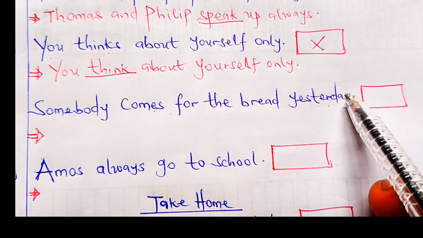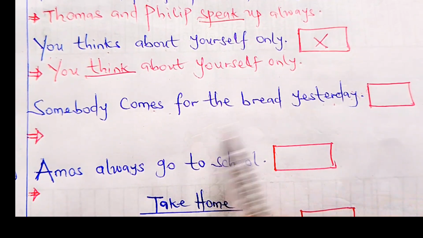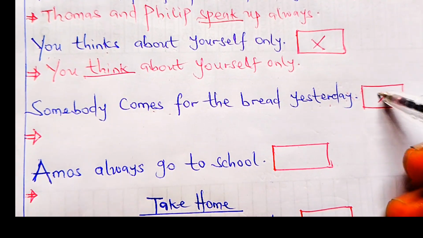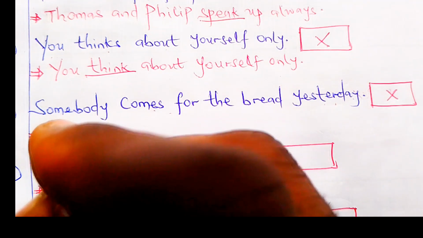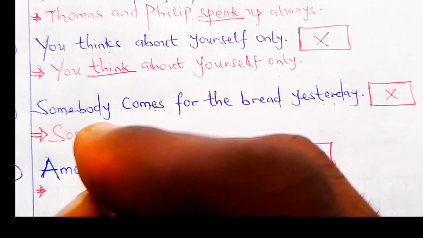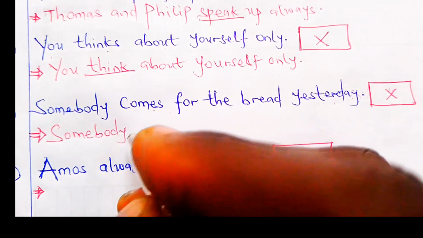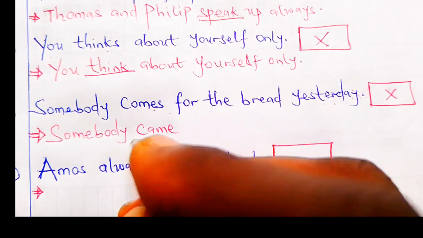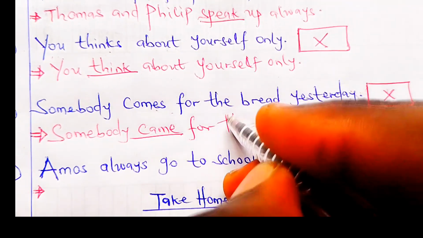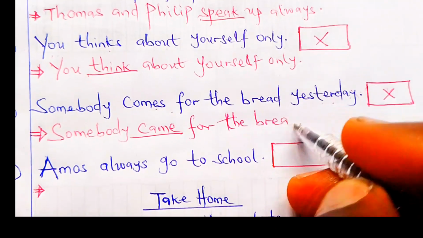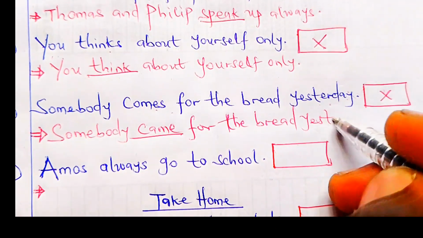But since this happened yesterday, that should be a past tense. So we can't use a present tense verb, either singular or plural. So this should be the right thing: somebody came for the bread. Somebody came for the bread yesterday.